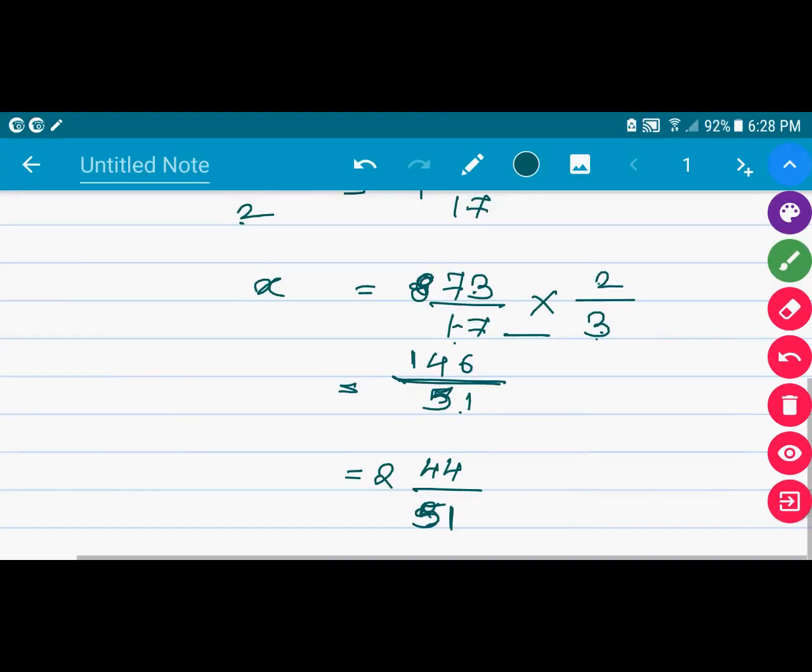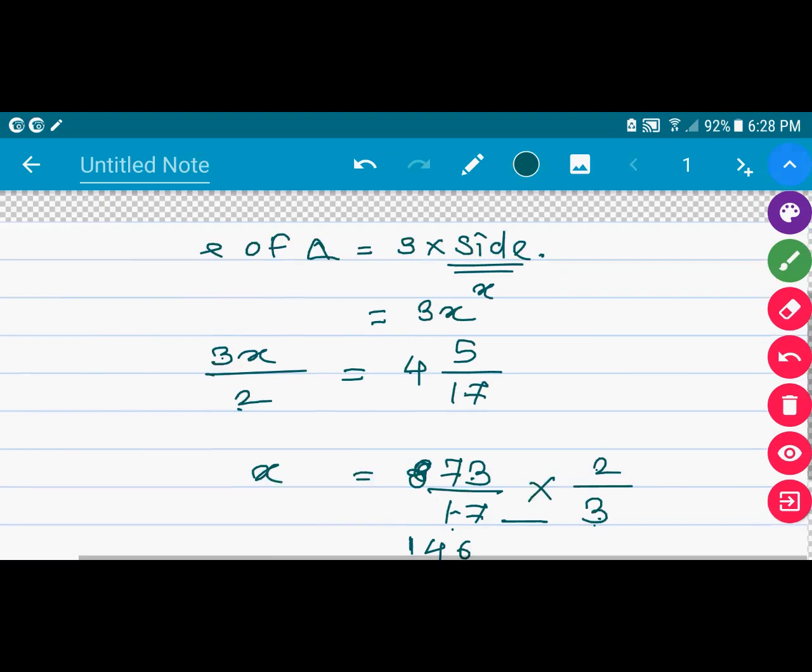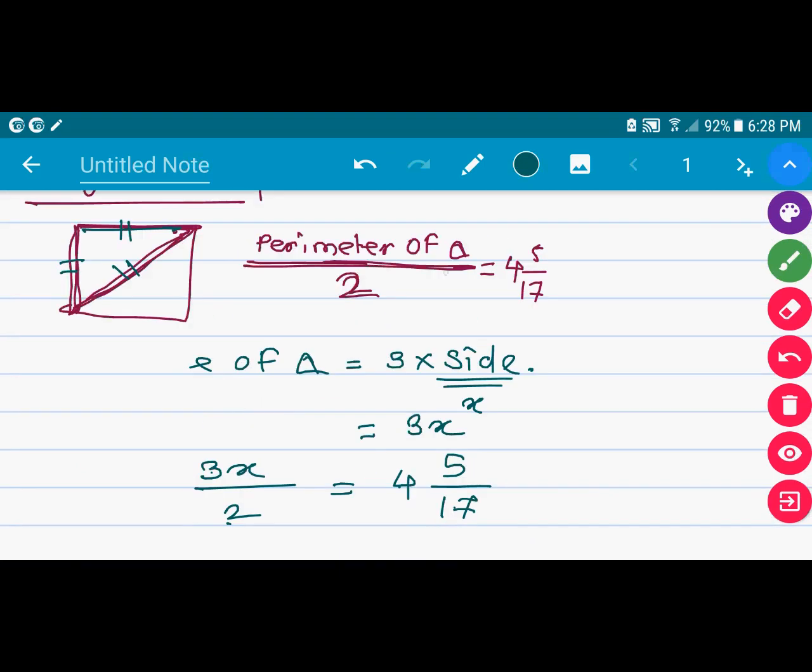We'll again explain it. What is given to us? They had given to us the half of the perimeter of the equilateral triangle, which is 4 into 5 by 17. Okay, now we know that the perimeter of the equilateral triangle, if we divide it by 2, we get 4 into 5 by 17. So what is the formula for the perimeter of an equilateral triangle? It is 3 into side. So assume this side as x. So the perimeter of the equilateral triangle becomes 3x, because we just add all the 3 sides.